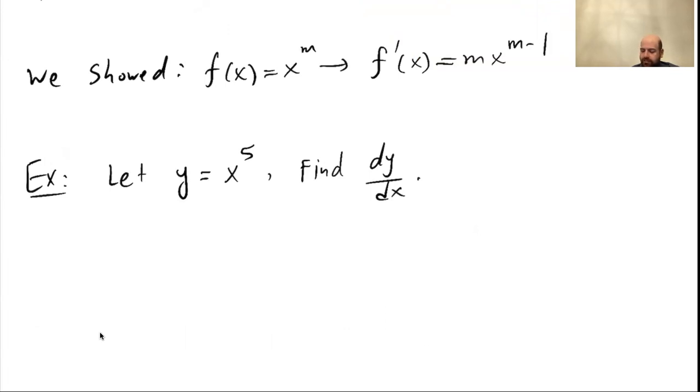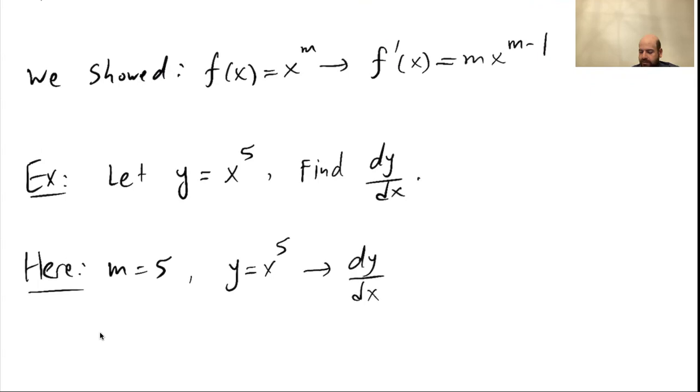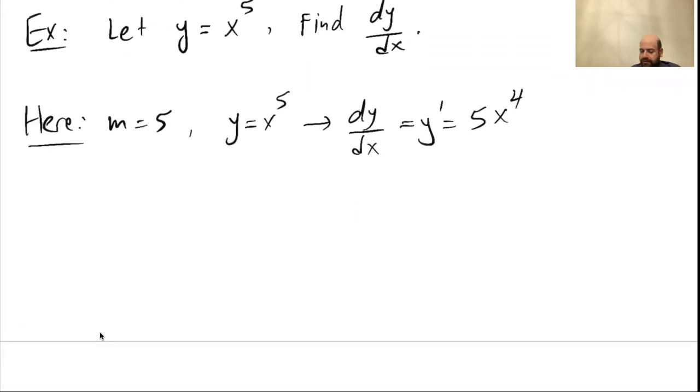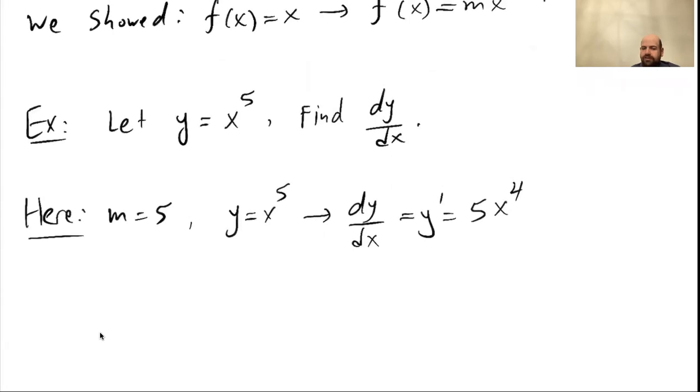So we want to find y prime. We already know a formula for y prime. Here basically m is equal to 5, right? And so y is equal to x to the power 5. So dy/dx, which is the same as y prime, will be equal to 5 times x to the power 4. All right, so that's another important differentiation rule, the derivative of functions of the form x to the power m.